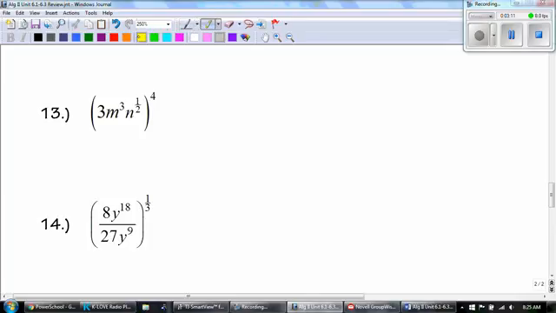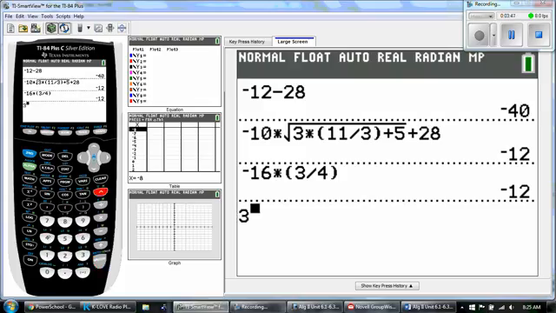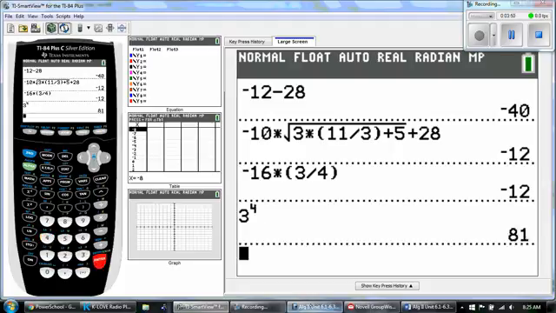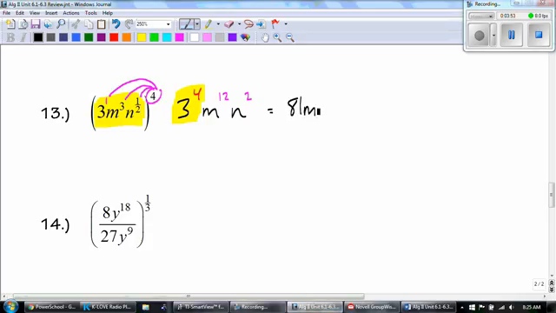Okay, number 13. I always check, can I simplify what's inside first? And since I can't, I want to distribute this 4 to everything. So my bases stay the same, and then I distribute. 1 times 4 is 4, 3 times 4 is 12, and 1/2 times 4, or half of 4, is 2. I want to simplify this, so I can do 3 to the 4th. In your calculator, 3 raised to the 4th power, and we get 81. So we get 81 m to the 12th n squared.